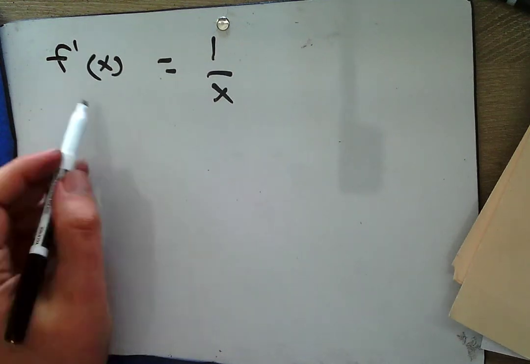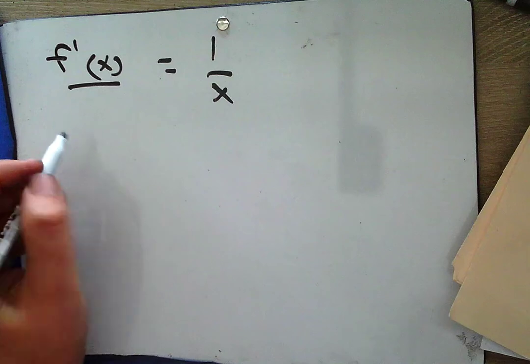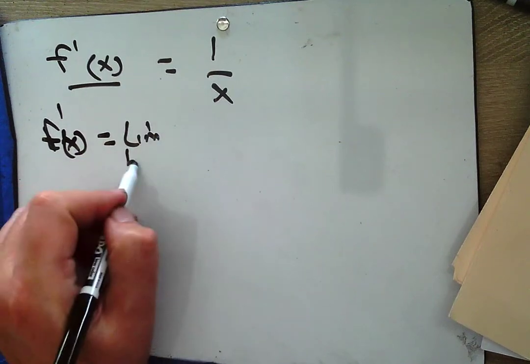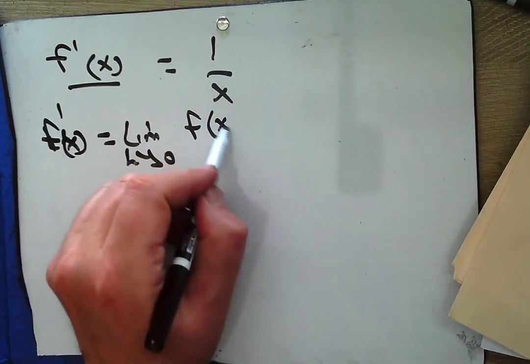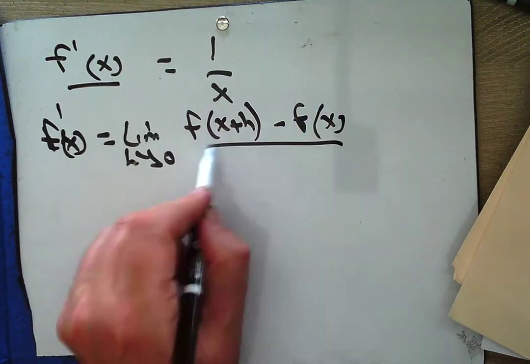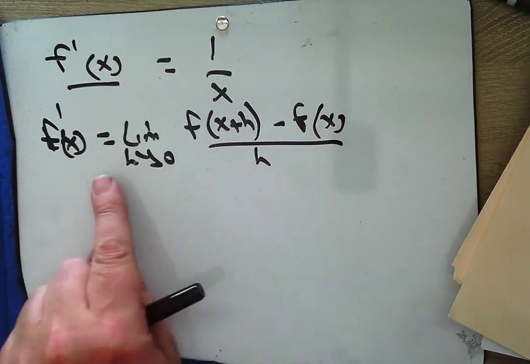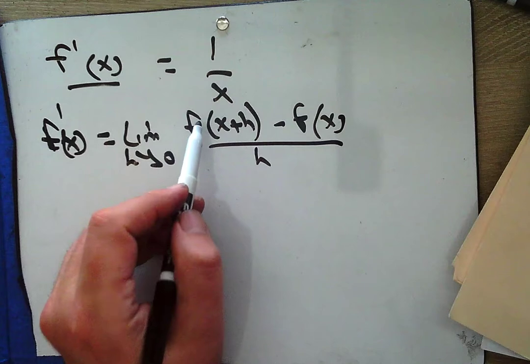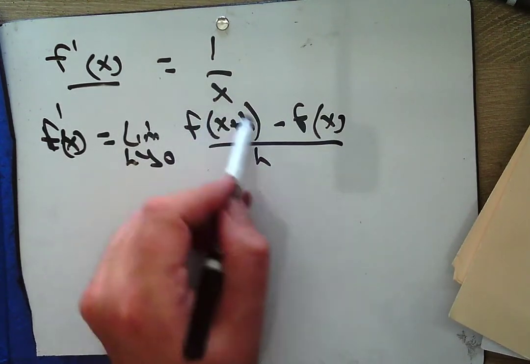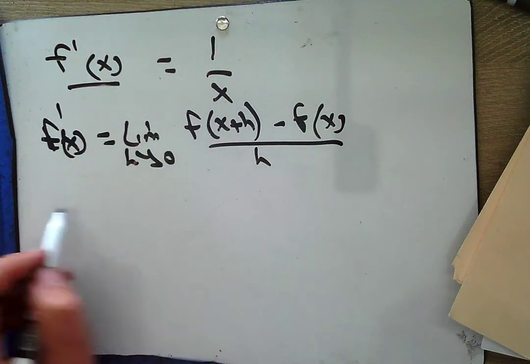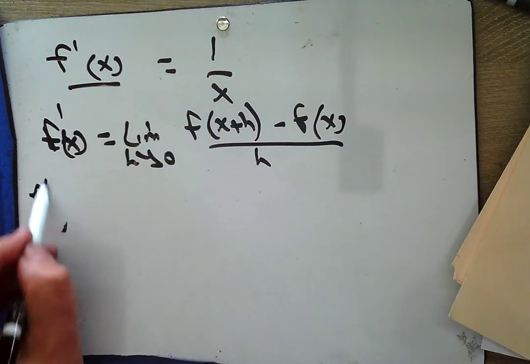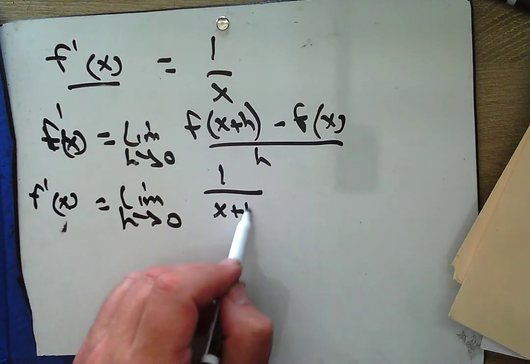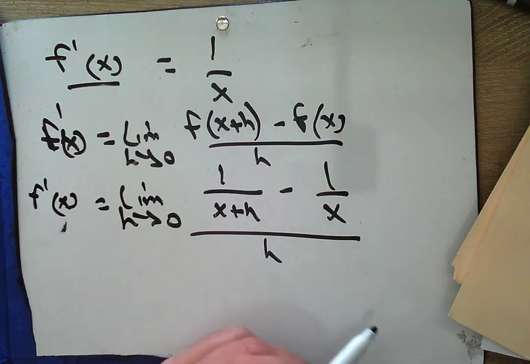So we're looking for f prime of x. That's the general derivative. And so I'm going to use the fact that f prime of x equals the limit as h heads to 0 of f of x plus h minus f of x all over h. Why am I using this limit definition of the derivative? Because I'm looking for the general derivative, not the derivative at a point. Remember, f of x plus h means I plug an x plus h in for all the x's of f of x. So this then becomes the limit as h heads to 0 of 1 over x plus h minus 1 over x, all over h.